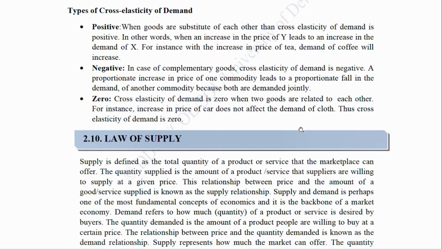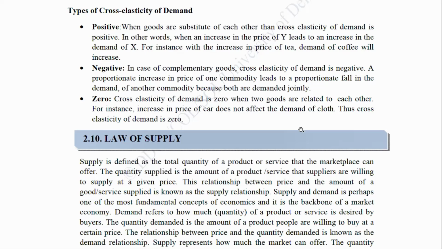Types of cross elasticity of demand. First, positive. When goods are substitutes of each other, then cross elasticity of demand is positive. In other words, when an increase in the price of Y leads to an increase in the demand for X. For instance, with the increase in the price of tea, the demand for coffee will increase.